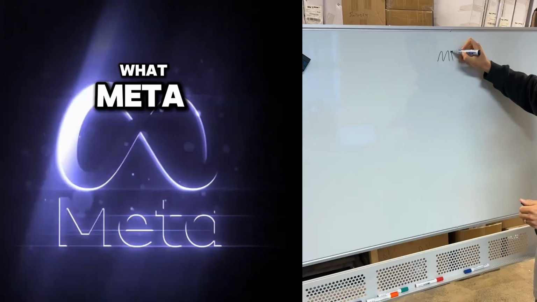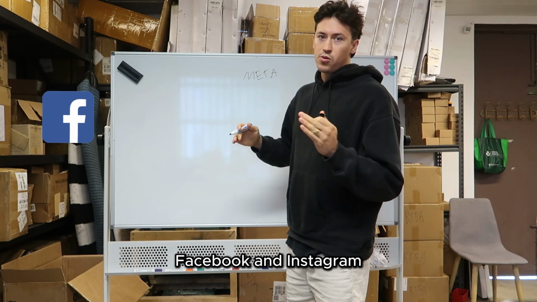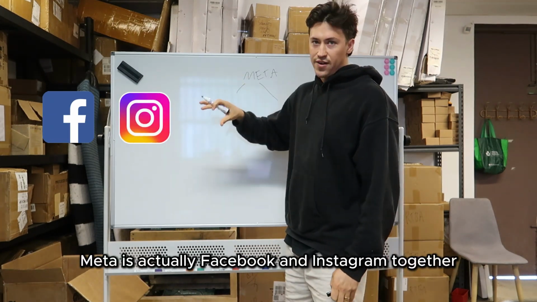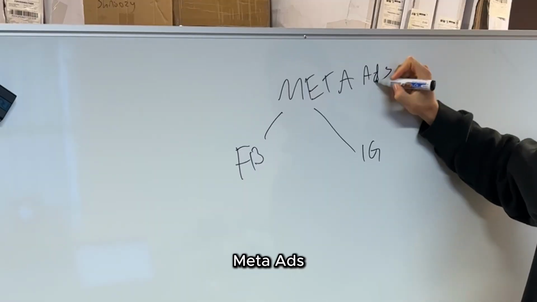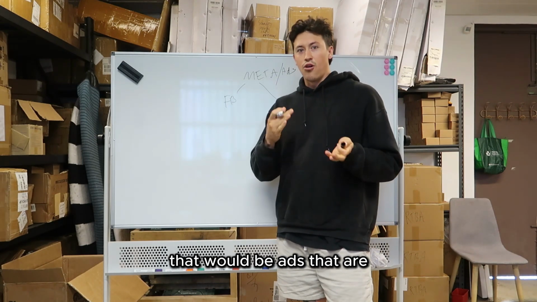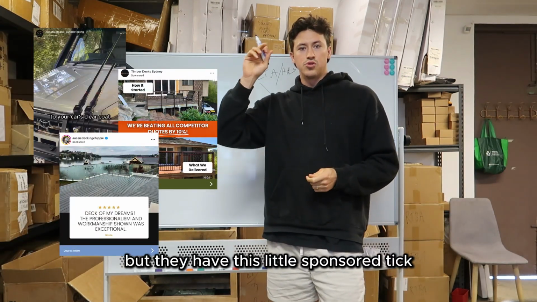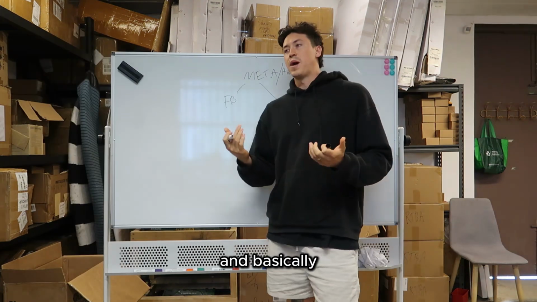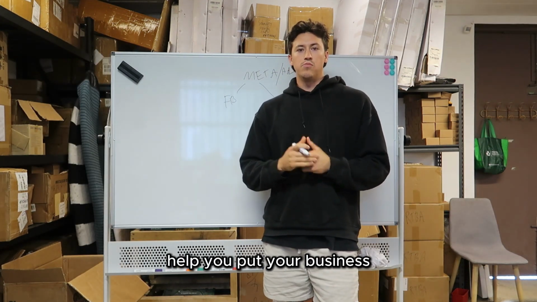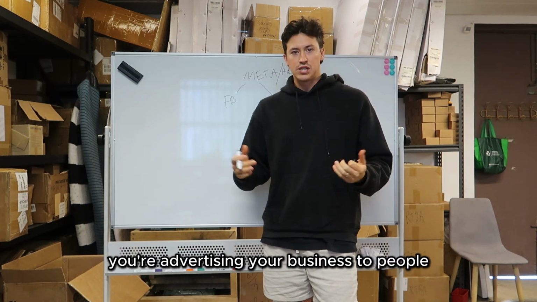So let's start with what Meta actually is. Meta is the connection of Facebook and Instagram. Meta is actually Facebook and Instagram together. So Meta ads would be ads that are on Facebook and Instagram. They look like normal posts, but they have this little sponsored tag underneath them. That's how you know they're a paid promotion. Basically, they help you put your business in front of other people. You're paying for that promotion, you're advertising your business to people.